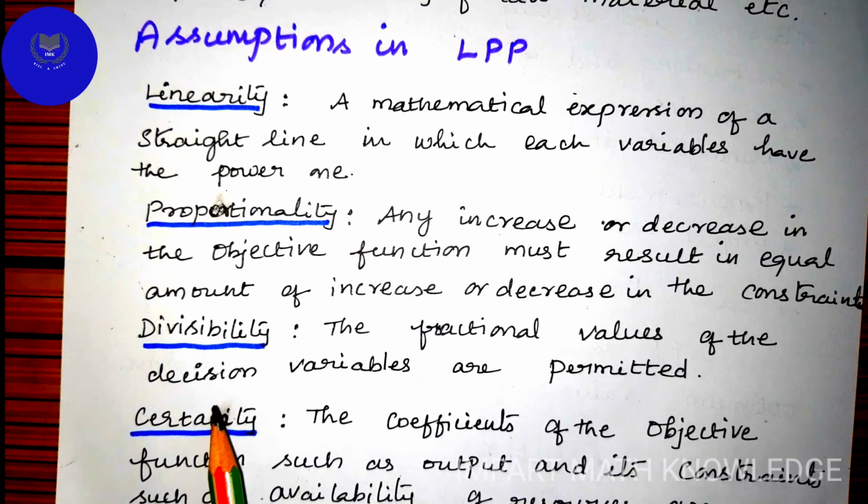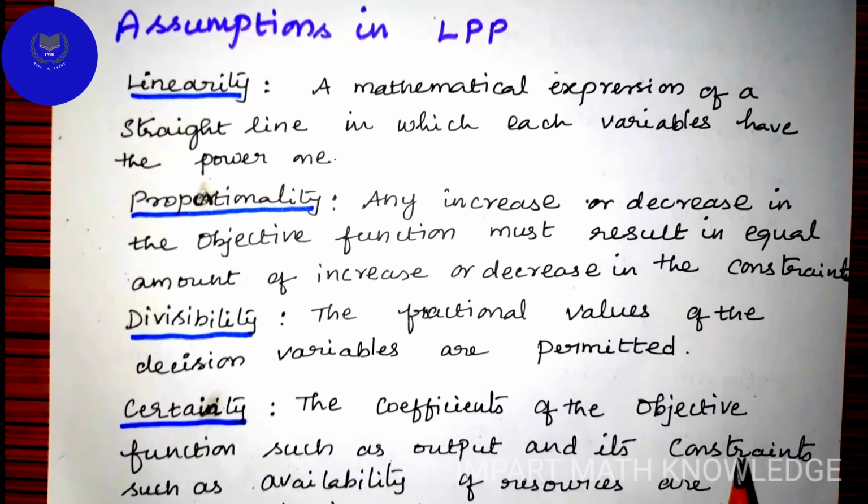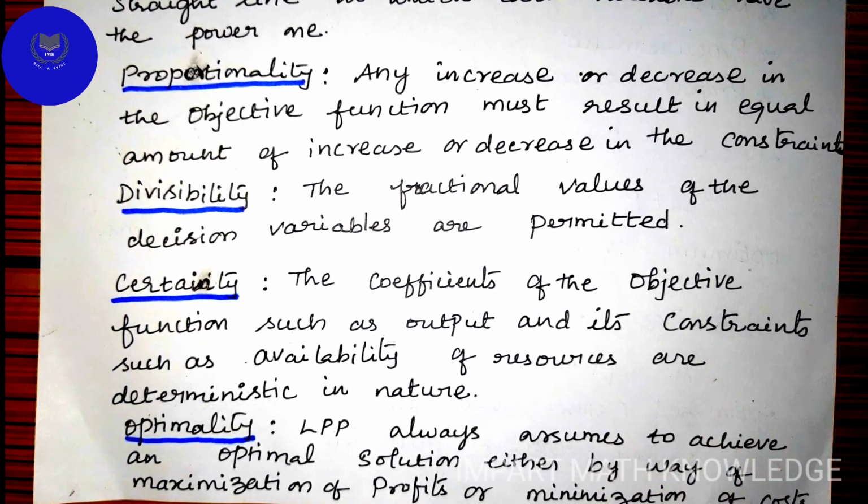The next assumption is divisibility. The optimal value for the given problem is either a whole number or a fraction or even sometimes integers. The next one is certainty. This is nothing but the coefficients of the objective function, that is outputs, cost or profit, etc., and the coefficients of the constraints, that may be resources, demand or whatever it may be. They are always deterministic in nature. This means they remain unchanged.